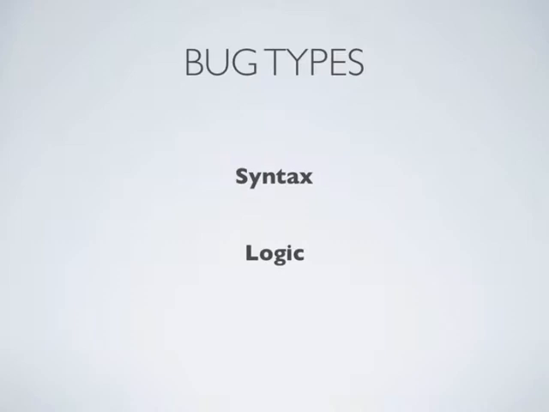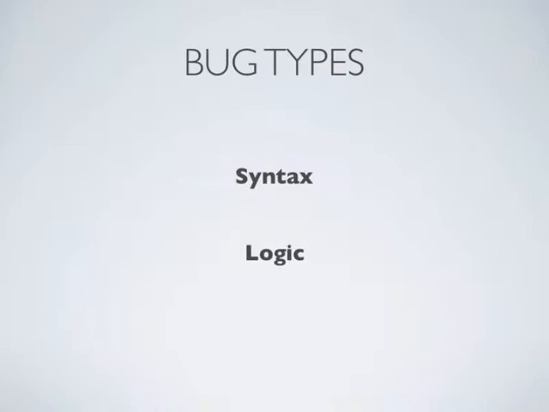A lot of times when I think of syntax versus logic bugs, I compare it to a baking recipe. A syntax bug might be reading the wrong measurement, for example, putting in a cup instead of a teaspoon, where a logic bug would be more like following all the steps correctly, but maybe not following them in the proper order, forgetting to stir the cake before you actually put it in the oven, something along those lines.